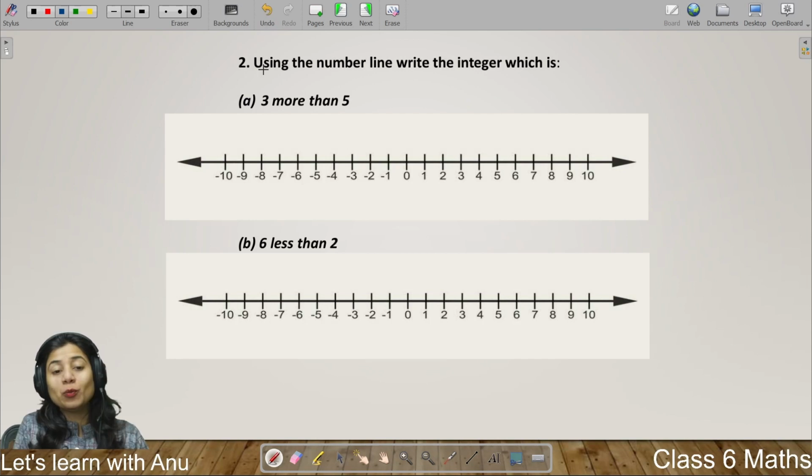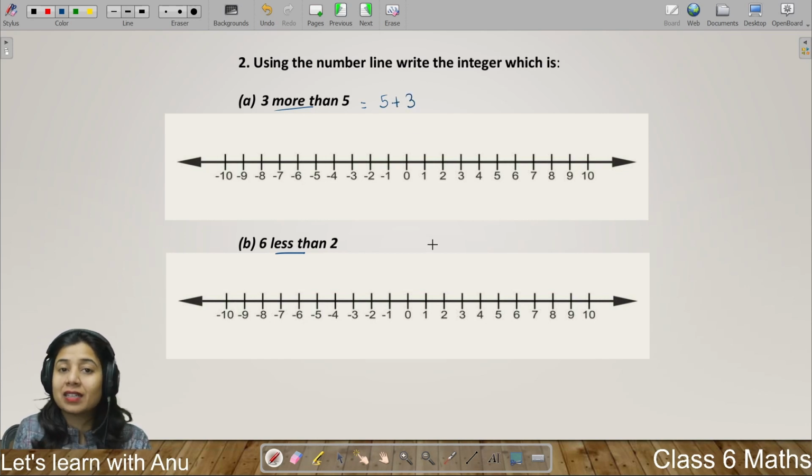Question number 2. Using the number line, write the integer which is 3 more than 5. More means it's a question of addition. B part, 6 less than 2. So it's a question of subtraction. So the rules applicable are the same. So let's do it. 3 more than 5 means that 3 is getting added to 5, right? So it's written as 5 plus 3. First number is 5, second number is 3.